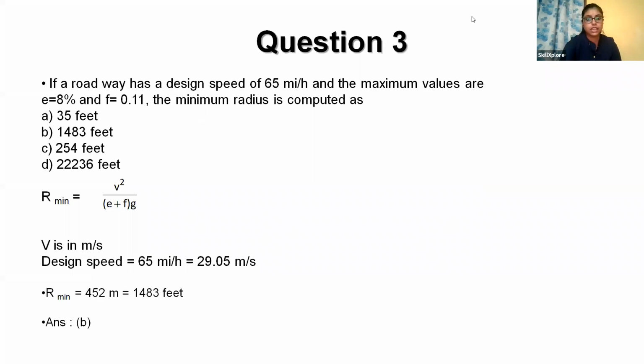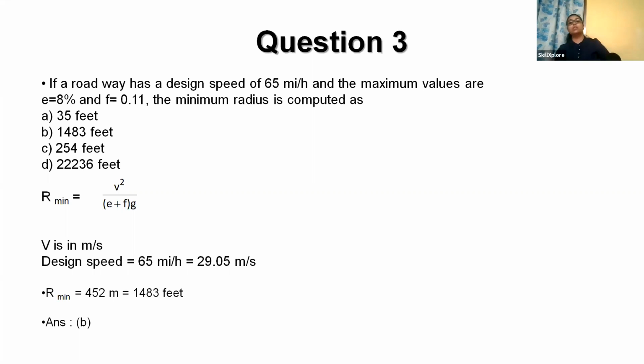And question number 3. Question number 3 is, if a roadway has a design speed of 65 miles per hour and the maximum value of e is equal to e. What is e? e is the super elevation, and f is equal to 0.11. What is f? Coefficient of friction. The minimum radius is computed as radius. The formula for radius is V square divided by g times (e plus f).